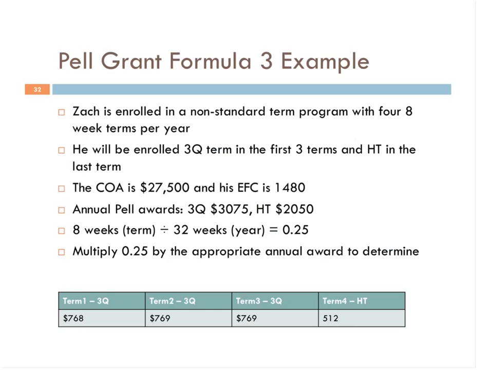Here's a Pell Grant Formula 3 example, and if you look at the different bullets, you'll see that the student's enrollment level is different in term 4, where he's only enrolled half time. So we actually outline the calculation here. You'll see the Pell Grant award for each term is essentially the same for terms 1, 2, and 3, but when that student drops down to half time in term 4, it has to be reduced.